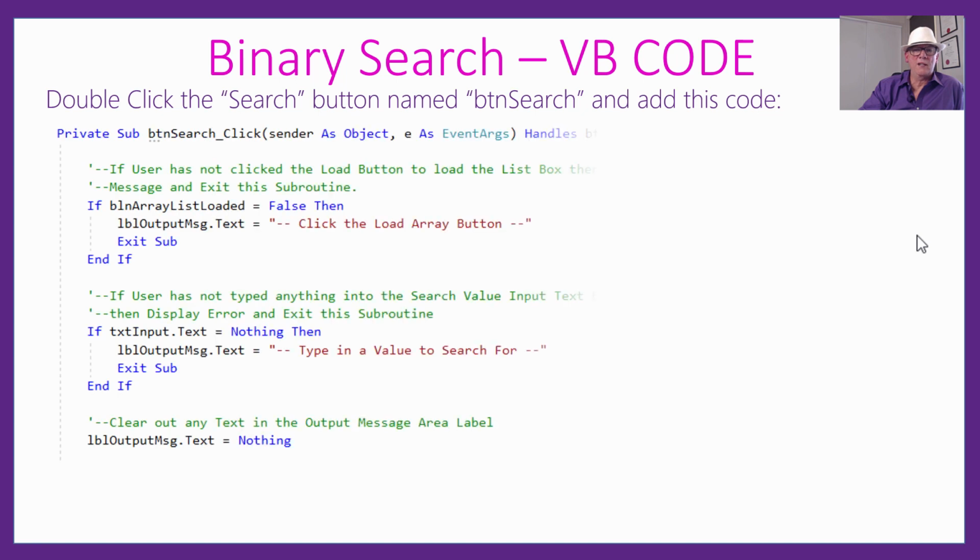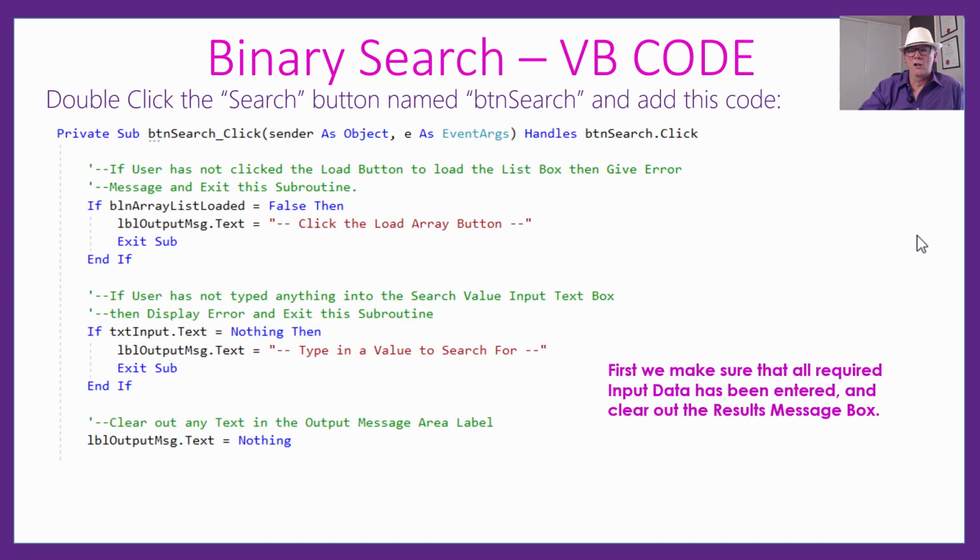Now the btnSearch button, that's going to have a bit of code on it. This first bit of code, we just make sure that they haven't not loaded. So if the array list hasn't been loaded up, the list box hasn't been loaded up, let's just tell them, hey, click that load array button, put that in the label output message area, and just exit this subroutine so they can't do anything else until they have actually clicked the button and we've loaded it up, just so we can see it on our form. Technically it's not needed, it just makes it nicer for us to be able to see what's in the array output onto the form into the list box.